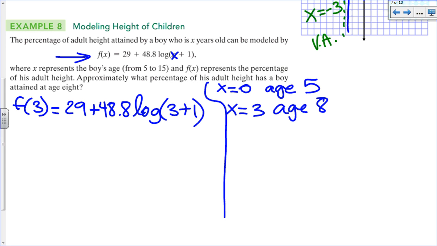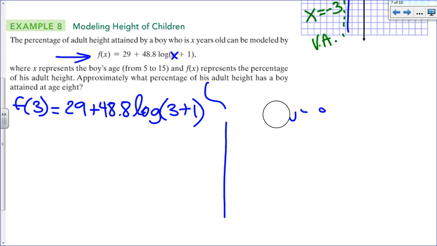And so the answer is going to be 76. Yeah, but actually the book is using x equals 8, not x equals 3. X represents the boy's age, not the boy's age from 5. So it was actually 1 plus 8. So anyways, the answer is 76.